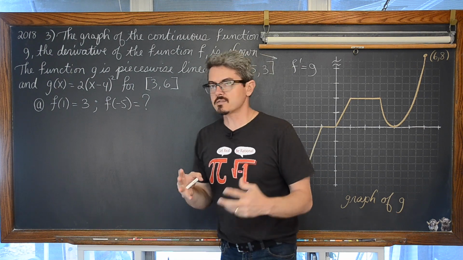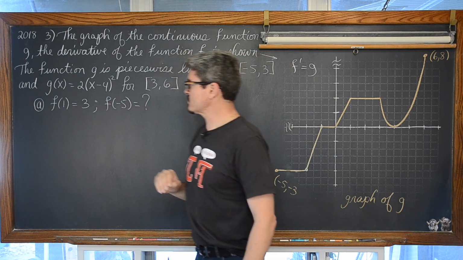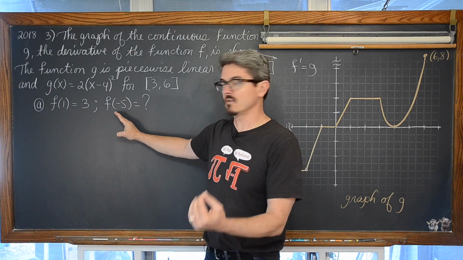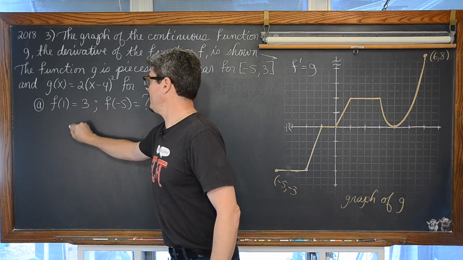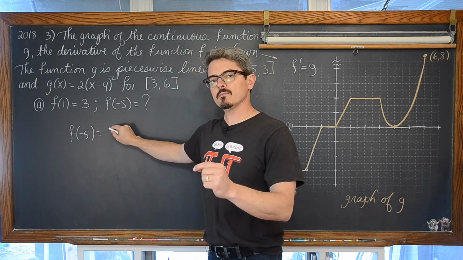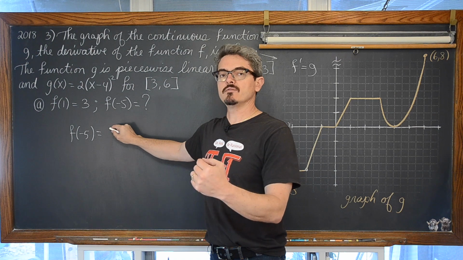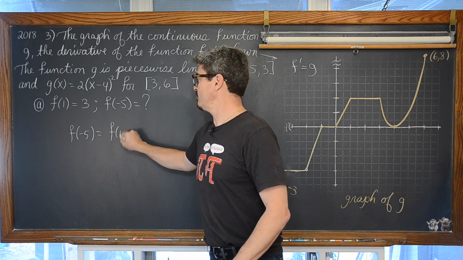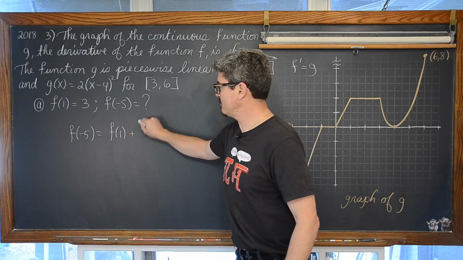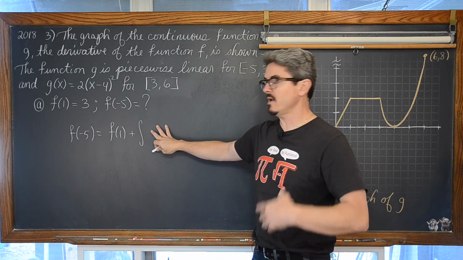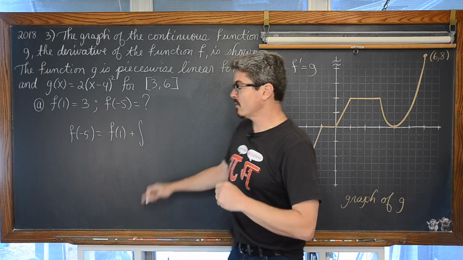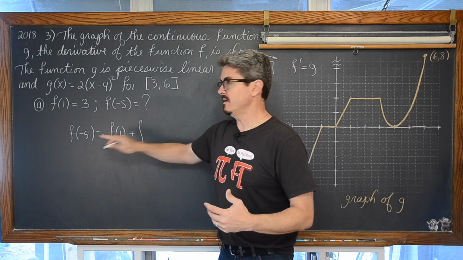So I like to say, okay, when you have an initial value and you want a value somewhere else based off of your work with integration, you want to say f of -5 is equal to, and start with your location where you have the initial value, which is f of 1. And now off of that, you're going to add the amount of change you get from the integration, because again, when you integrate a rate of change, when you integrate f prime or g, you're going to find the amount of change in f.